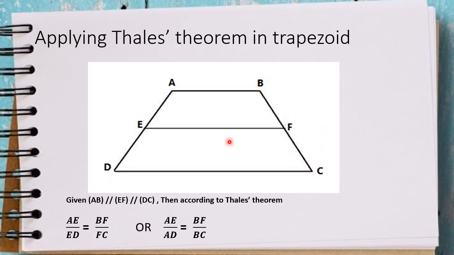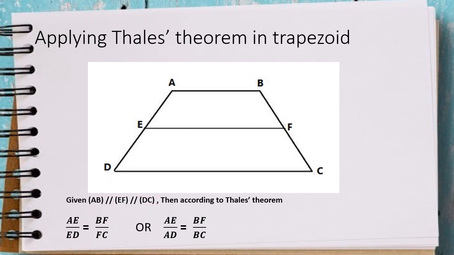Okay, and EF is not the mid segment. It's not necessarily that E is the midpoint. I can see that in this figure, it may look like E is the midpoint, but it's not necessary for Thales theorem for it to be the midpoint. So this EF could be here. But the important thing is that they should be parallel.